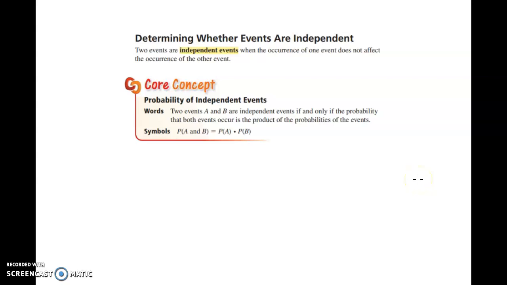Okay, today we are going to start talking about independent and dependent events and then how we find the probability of independent events. Then the next time we'll talk about how we find the probability of dependent events. So two events, we can see here the definition: two events are independent events when the occurrence of one event does not affect the occurrence of another.